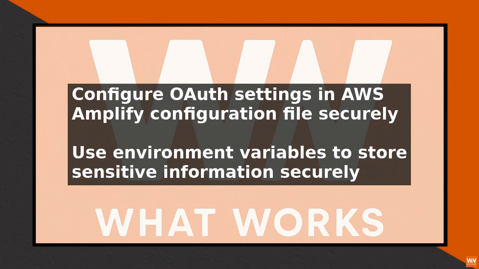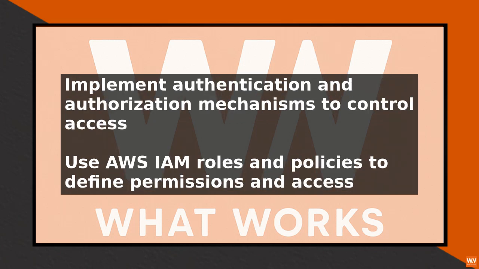Use a secrets manager, such as AWS Secrets Manager, to securely store and retrieve sensitive information. Implement authentication and authorization mechanisms to control access to resources. Use AWS IAM roles and policies to define permissions and access levels for users and applications.